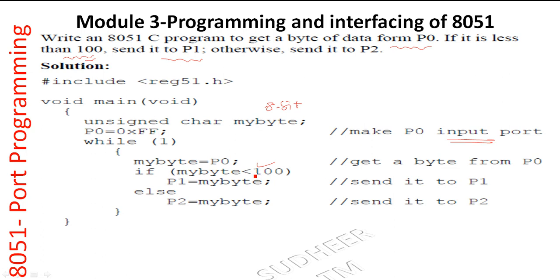But here it is very simple. While true or while 1, we read data from port 0, then we compare if my byte is less than something. The if statement is a very useful statement in C language. You might be knowing about these if-else conditions in C or C++ languages. Okay, so a very simple program.